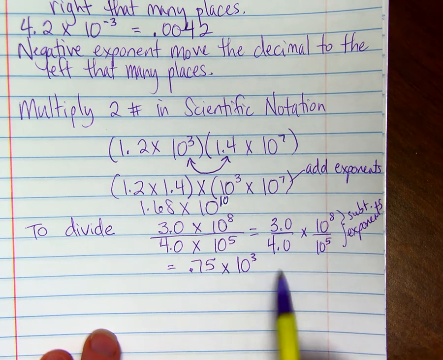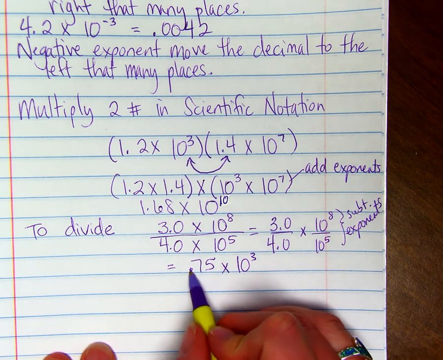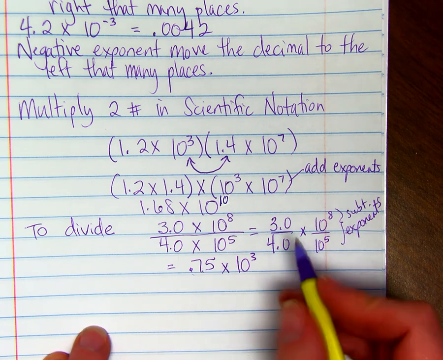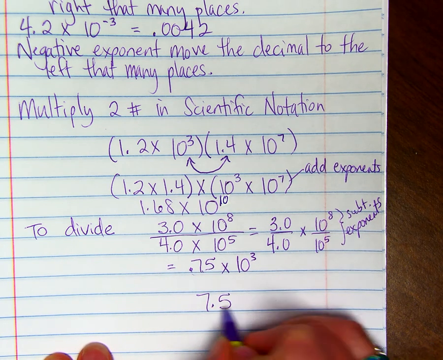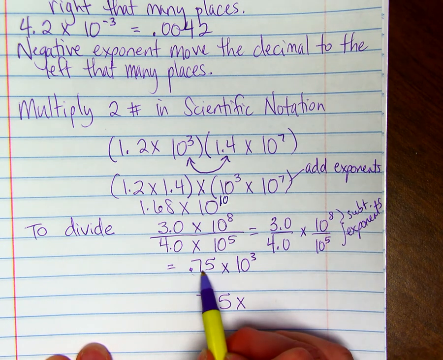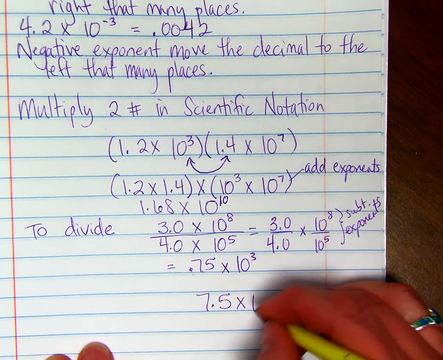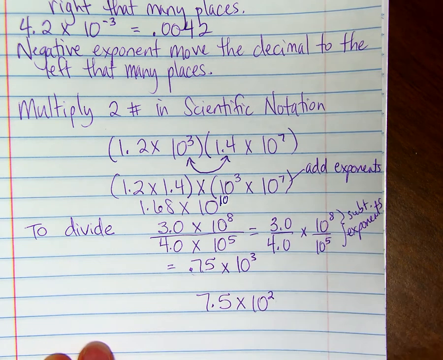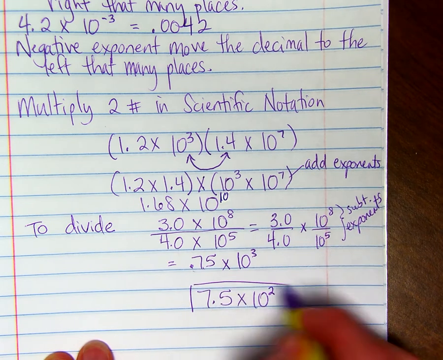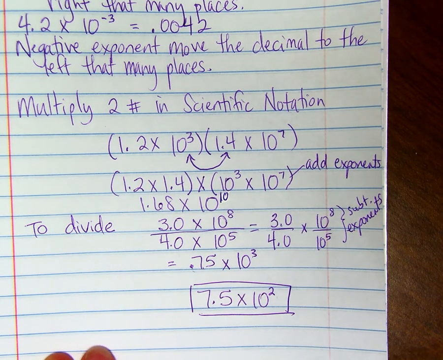This is not in scientific notation, so we have to move the decimal to the right once, 7.5. This number got bigger, so we need to take away 1 and make this one smaller. So it's 10 squared, and that's the dividing and the end of the lesson.